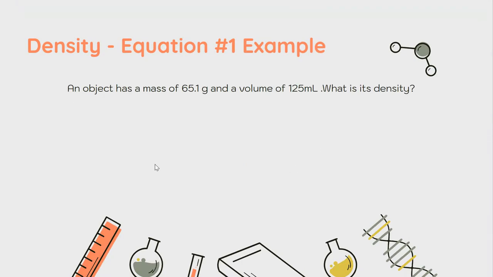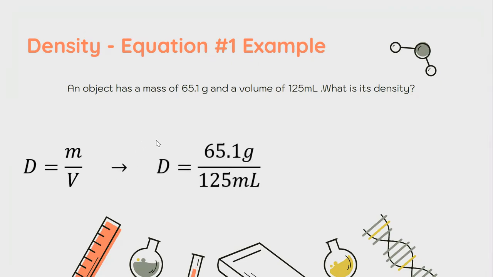As an example, let's say we have an object with a mass of 65.1 grams and a volume of 125 milliliters. We want to know what is the density of that object. Well, we'd take our equation, D equals m over v. We'd plug in the 65.1 grams for mass, and we plug in the 125 milliliters for the volume, because we know grams are mass and milliliters are volume. And then we divide the two to get a density of 0.5208. And don't forget those units for density, grams per milliliter.